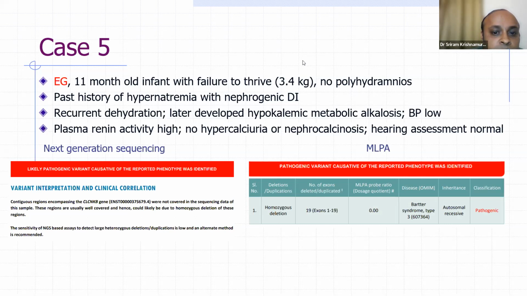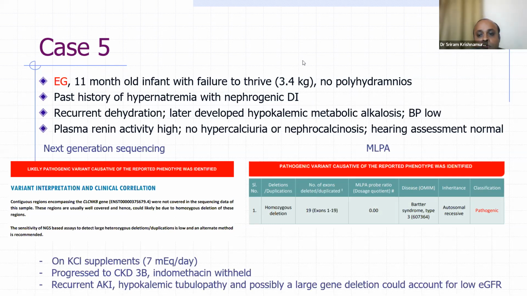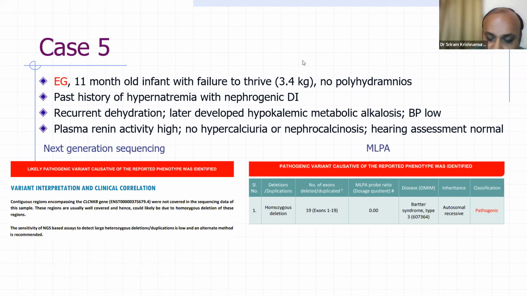So a large deletion in Bartter, this is actually a type 3 Bartter. She has gone into CKD 3B now, and we have withheld the indomethacin because of the low GFR. The recurrent AKI or the hypokalemic tubulopathy or possibly a very large deletion could have accounted for the low eGFR in this particular case.